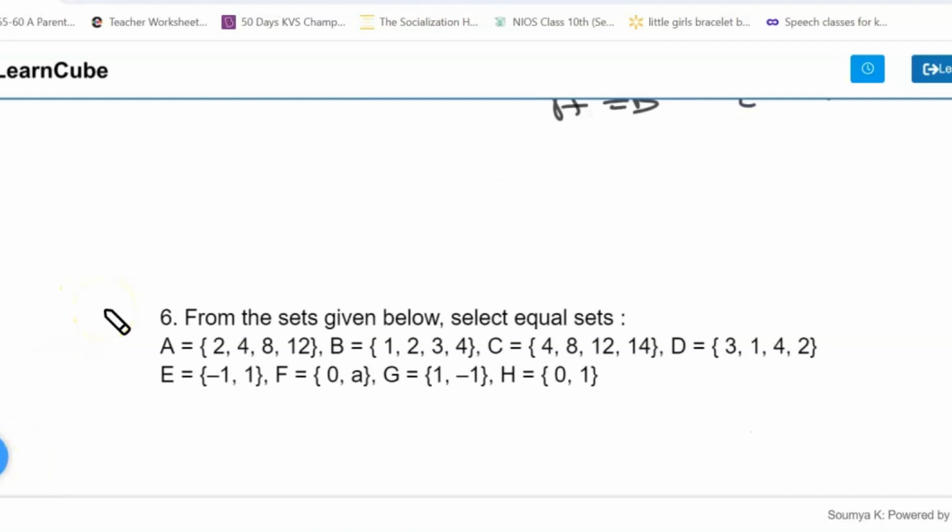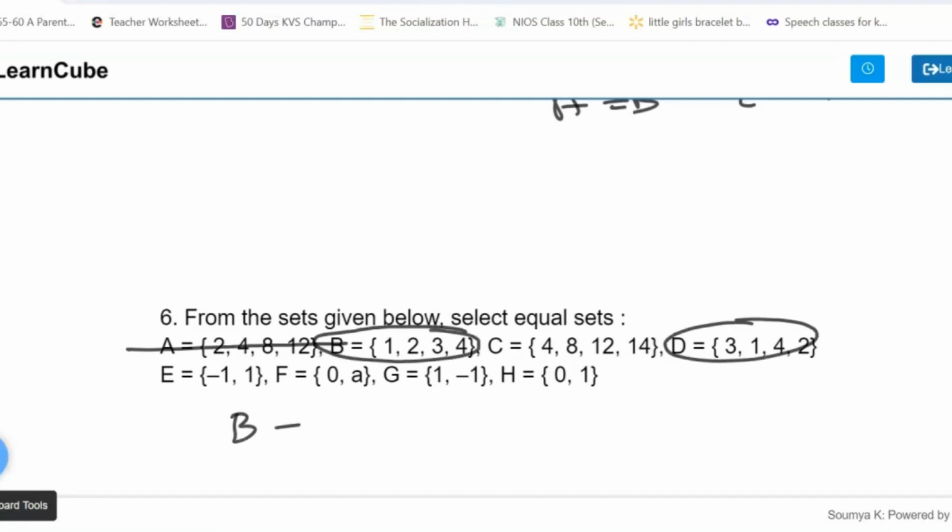From the sets given below, select the equal sets. So here you can check. A set has 2, 4, 8 and 12. If you check, 2, 4, 8, 12 is not here anywhere. So A doesn't have a matching element with anything. Then check B. B is 1, 2, 3, 4. So B and D match. So B is equal to D set.